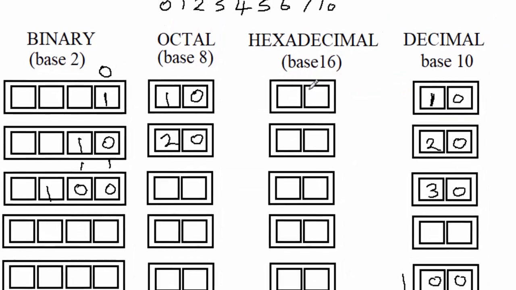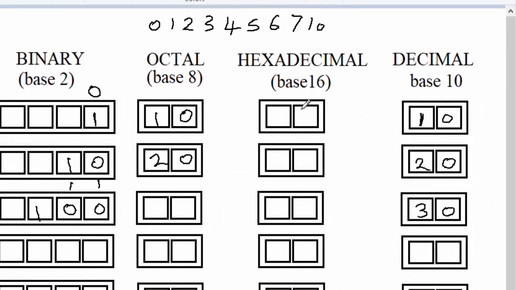So for hexadecimal, we have 0 to 15. However, 10 to 15 is represented by A, B, C, D. So for example, 10, 11, 12, 13, 14 and 15 are A, B, C, D, E, and then 15 here is F. Okay, don't mind my writing, I'm squeezing it.